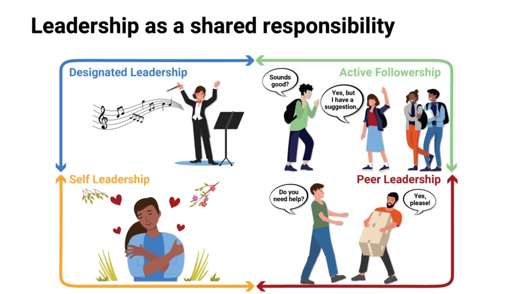We will go over 4 different leadership roles to give you some vocabulary to identify and understand these different roles. We will also explore how these leadership roles contribute to group dynamics and team safety. So let's look at these 4 leadership roles. We'll explore them in more detail in a minute, but generally, we can distinguish designated leadership, active followership, peer leadership, and self-leadership.